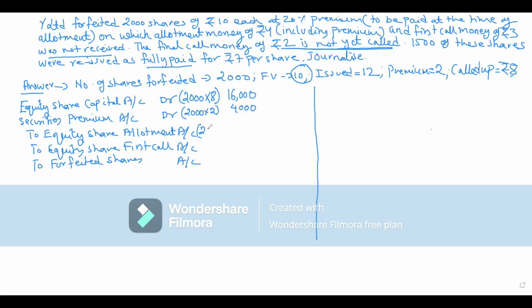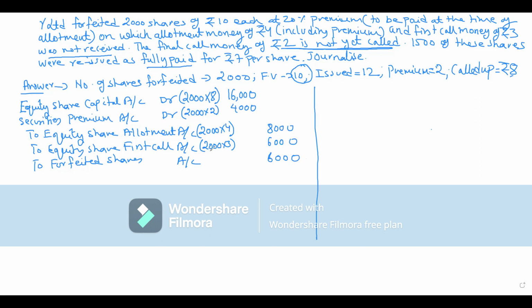Share allotment. शेयर अलॉटमेंट में क्या आ जाएगा? 2,000. कितना पैसा है? अलॉटमेंट का रेट क्या है बच्चों? 4 रुपया, यानी कितना आ जाएगा बच्चों? 8,000. फर्स्ट कॉल का रेट क्या है? 3, यानी 2,000 into 3, 6,000. एंड फाइनली व्हाट्स माय बैलेंस? 16 plus 4 is 20. 20 से 14 माइनस कीजिए, 6,000. Is that understood? तो forfeited 6,000 बैठ गया. Done. Fine.